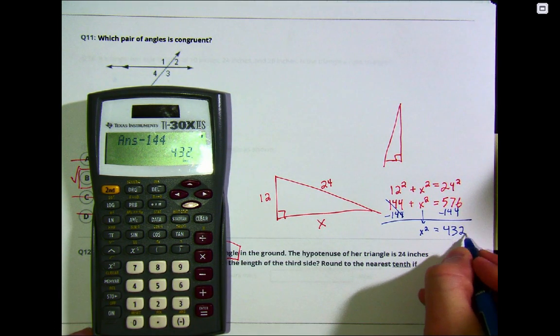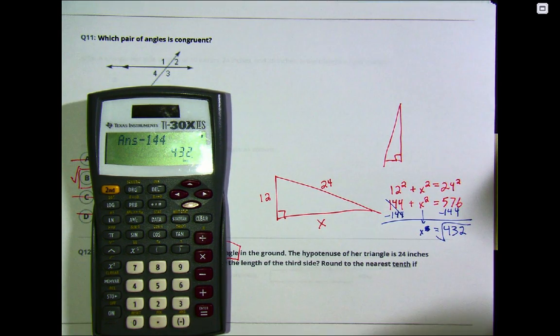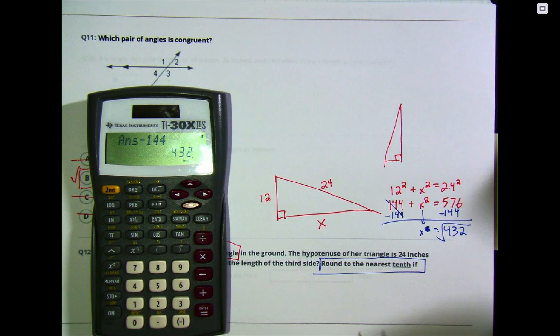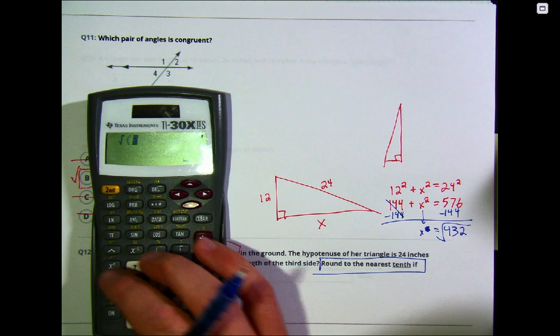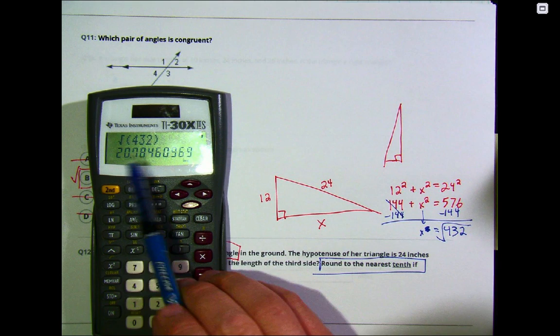What am I going to do to the 432? I'm going to square root it, and x is going to be whatever the square root of 432 is. And if it comes out irrational, I'm going to round to the nearest tenth. So square root 432 is about 20.8.